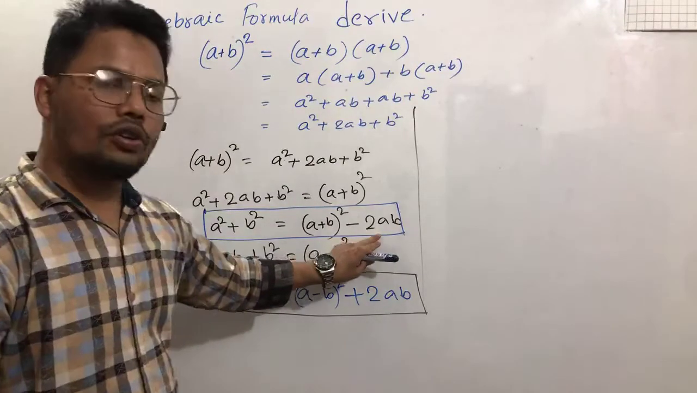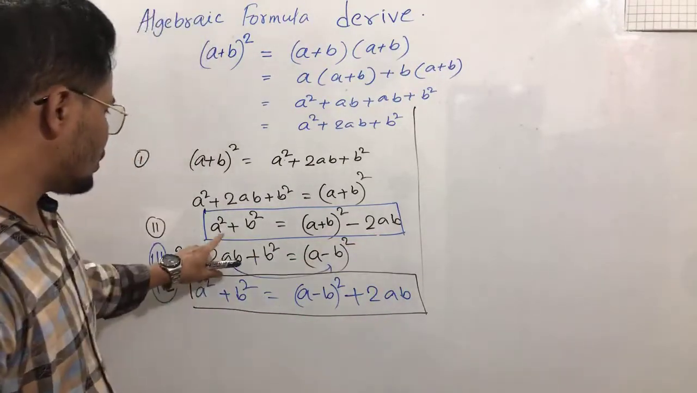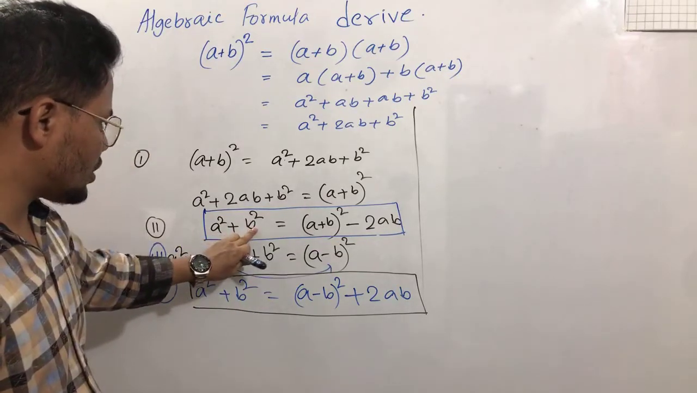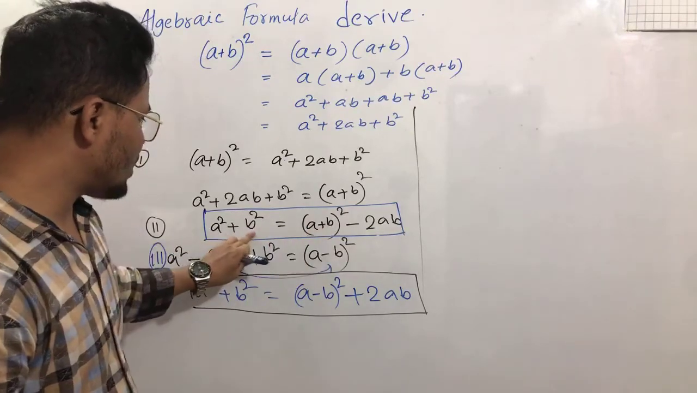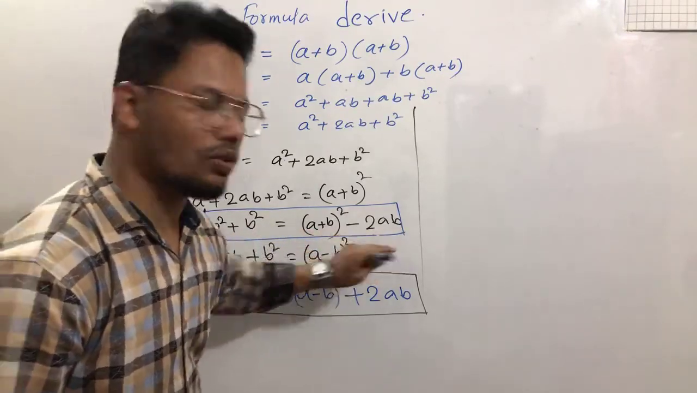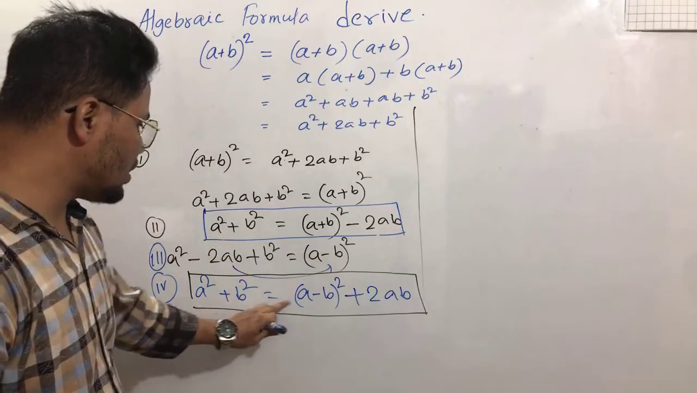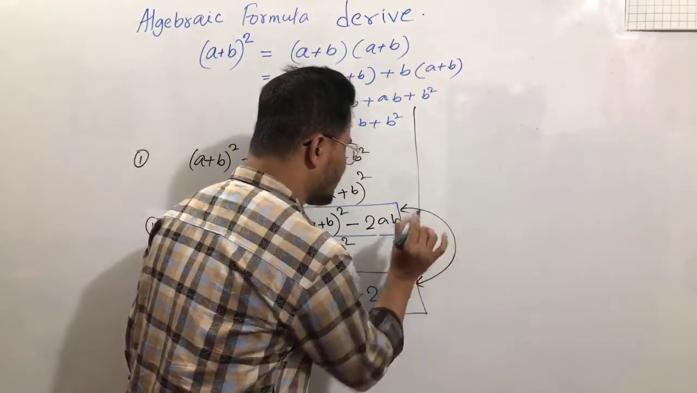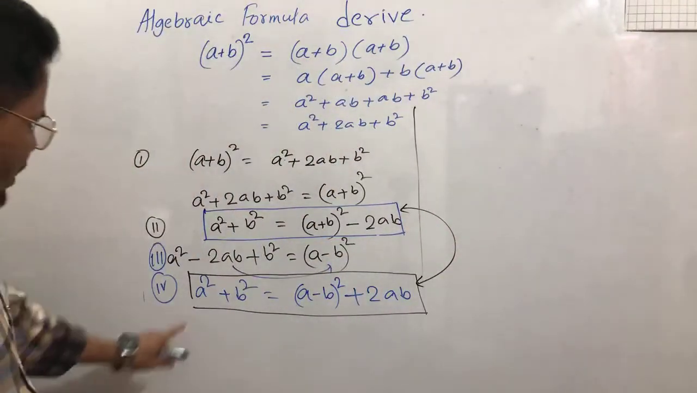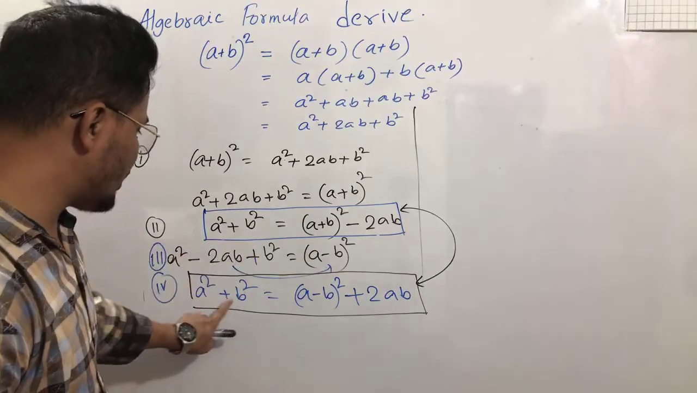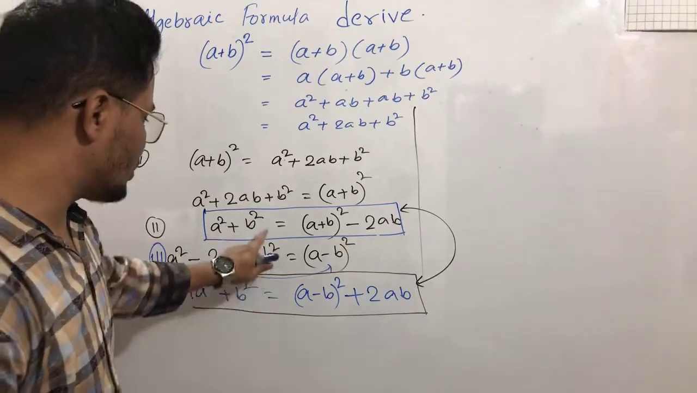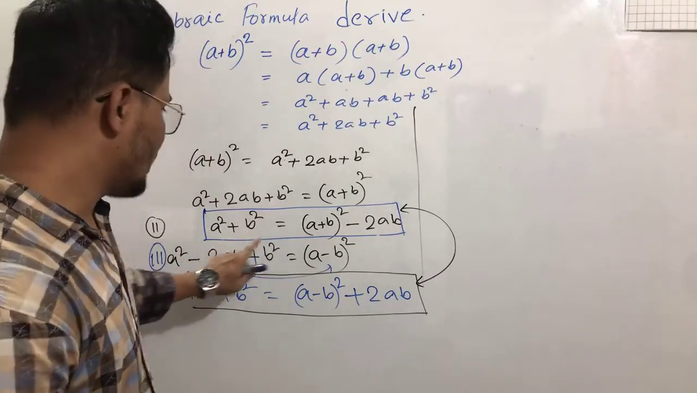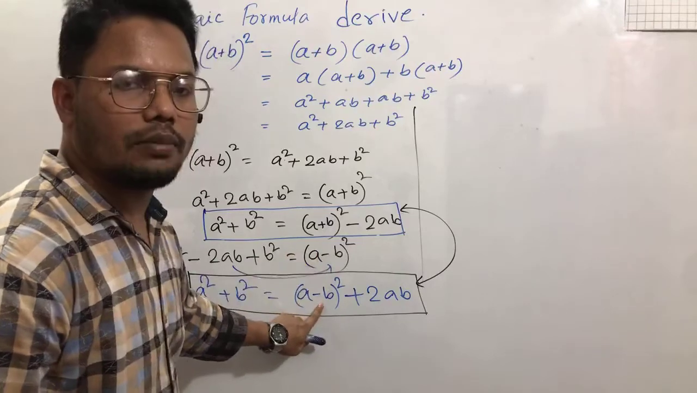The most common and usable formula in algebraic expression: A square plus B square equals A plus B whole square minus twice AB, or A square plus B square equals A minus B whole square plus twice AB. What is the relation between them? In both cases, the left hand side A square plus B square is the same. So there are two formulas for A square plus B square. This is called the plus formula, this is called the minus formula.